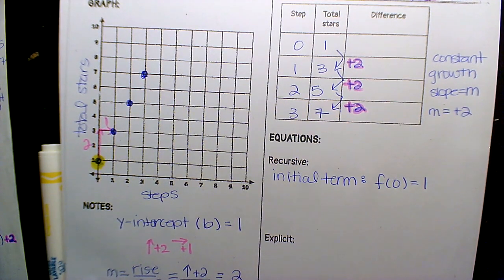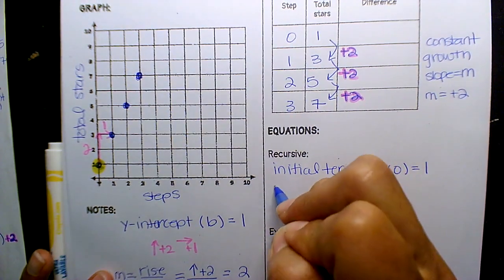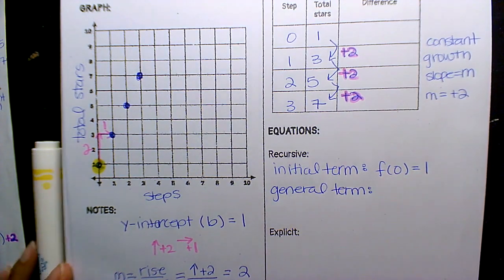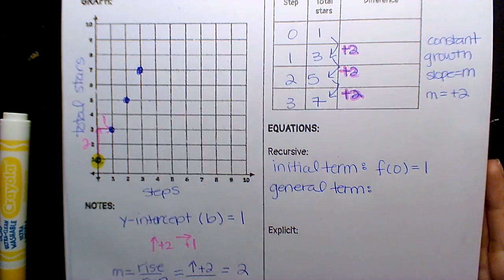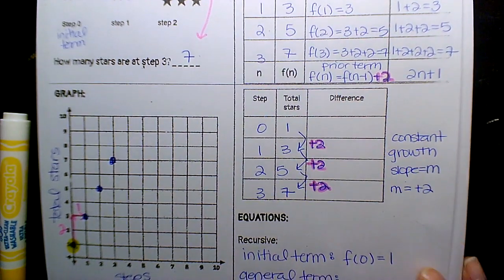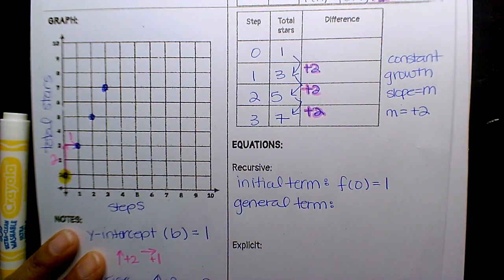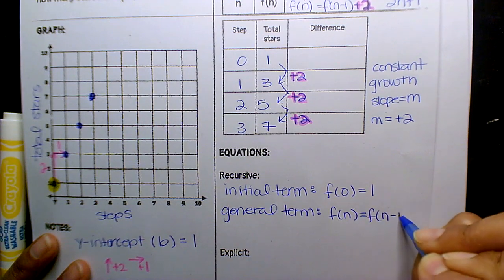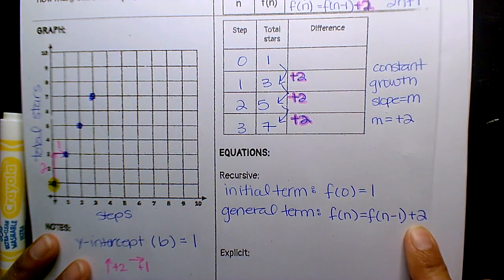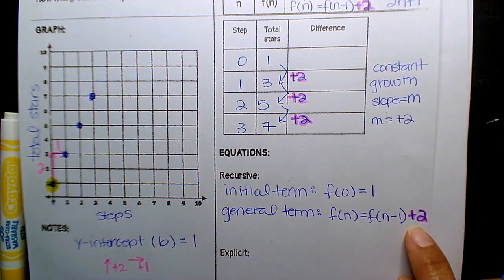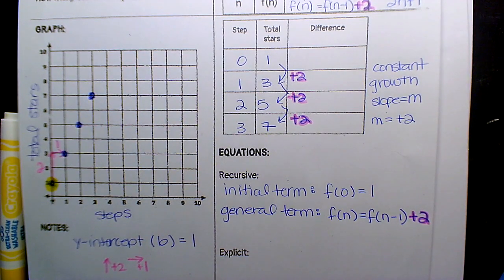And then you give me the general term. You actually give me the hard one and leave off the initial one, but you do it every year, so it's all the same. The general term is this: if you're doing that recursive +2, +2, +2, to find a term, go to the prior term and add that constant growth of 2. If it was decreasing by 3, it would be minus 3. If we were multiplying by 4, it would be times 4. It's that easy.